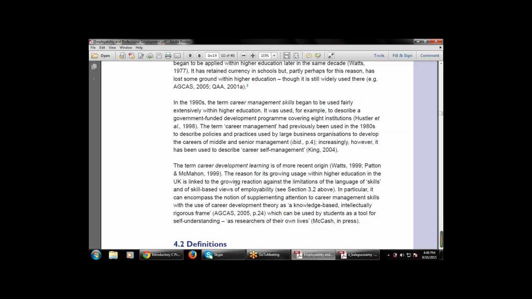In particular, it can encompass the notion of supplementing attention to career management skills with the use of career development theory as a knowledge-based, intellectually rigorous frame which can be used by students as a tool for self-understanding. So this can be used as a tool for self-understanding, as researchers of their own lives, and that is career management skills.